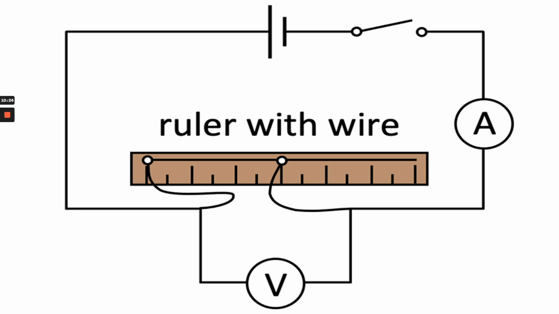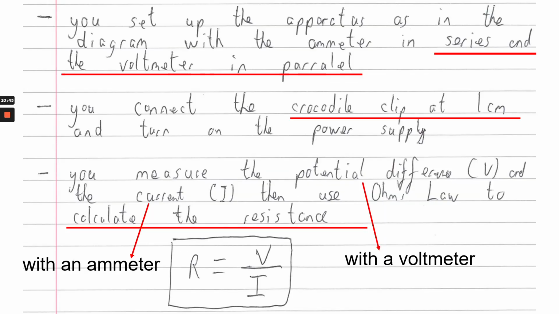So you set up the apparatus like this with the ammeter in series and the voltmeter in parallel. You have a ruler with the wire along it, so you don't have to chop up the wire into little bits. Just move the crocodile clips wherever it is. Start off at 1 centimeter and so on. So here is the full write up in detail.